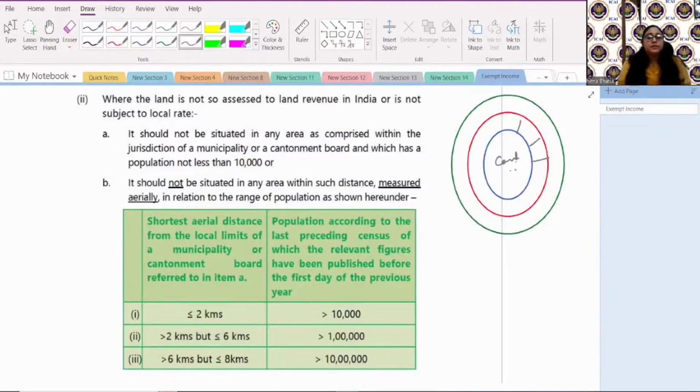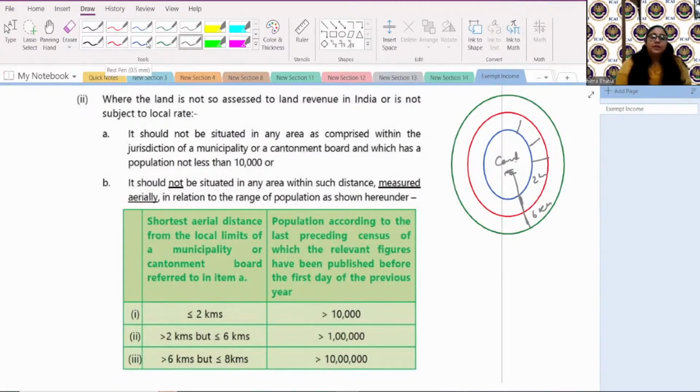Then suppose the population of this cantonment area is more than 1 lakh, but up to 10 lakh. Then instead of 2 kilometers, any land which is situated within 6 kilometers from the cantonment area would be eligible to be a farm building, and hence any income derived from that would be my agricultural income.